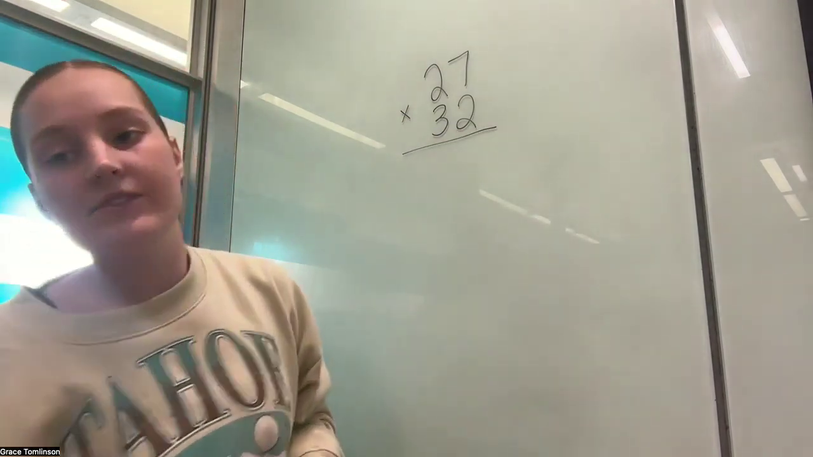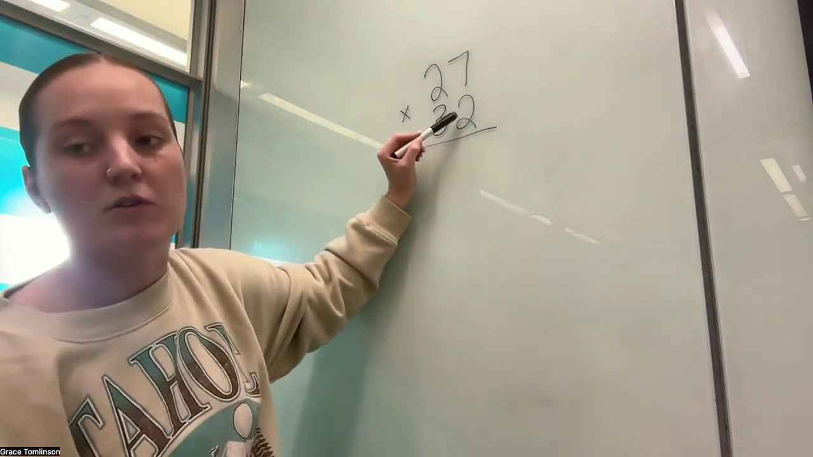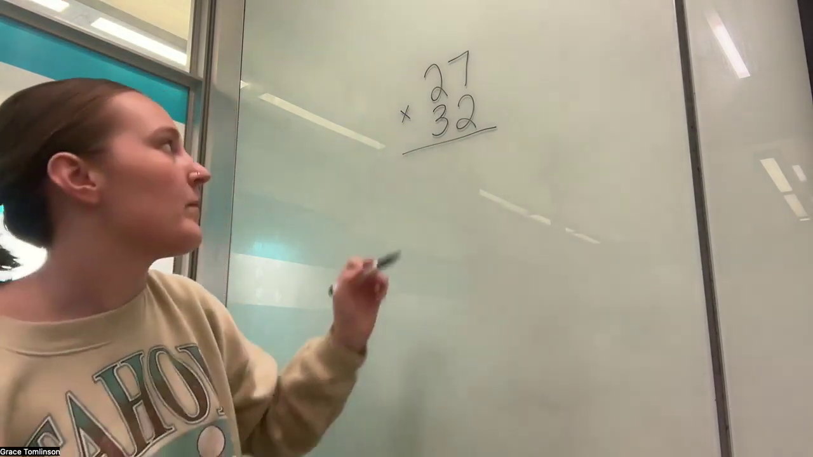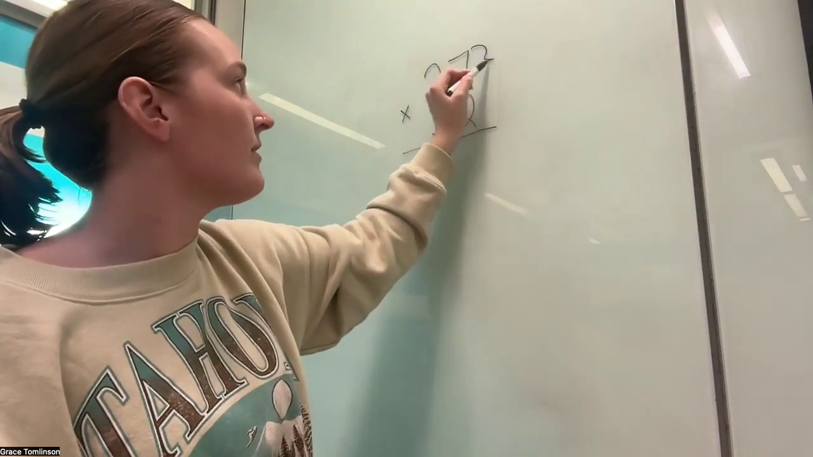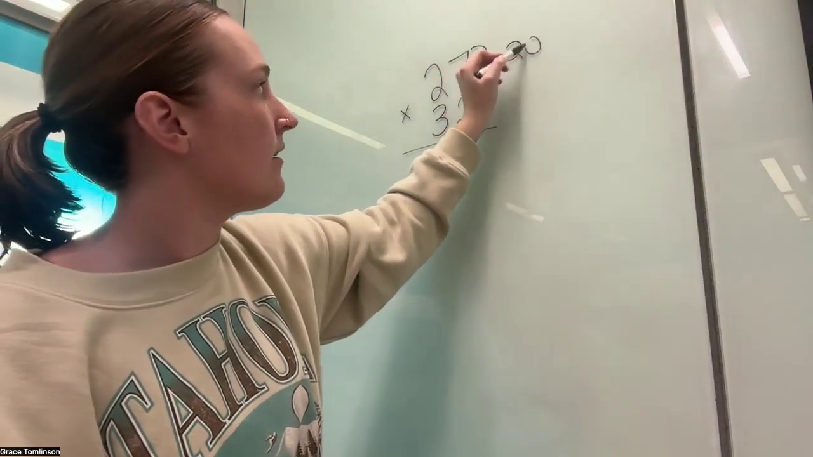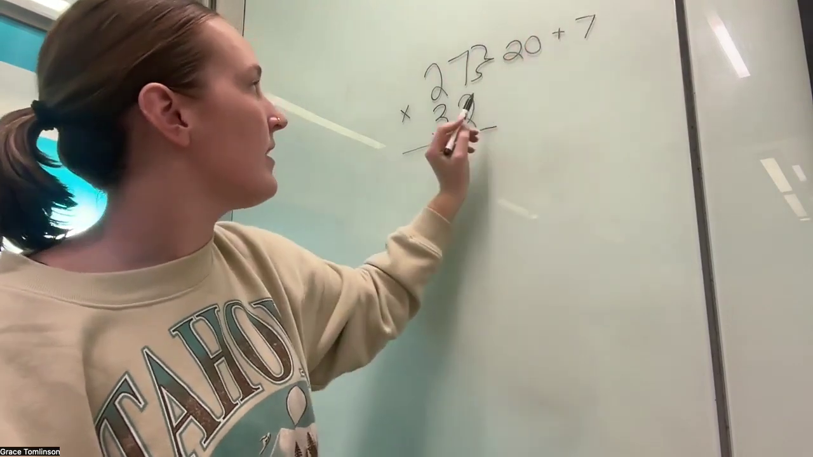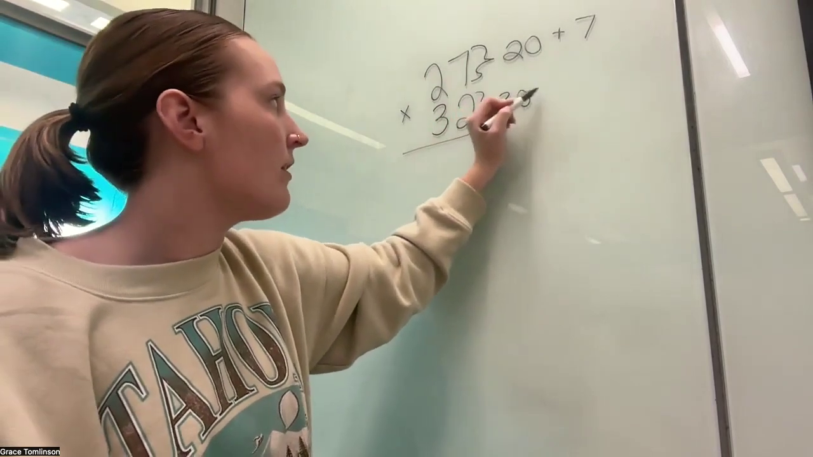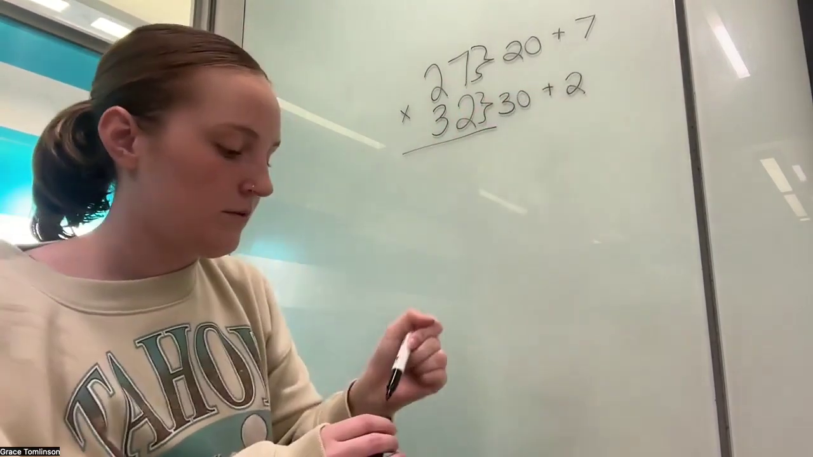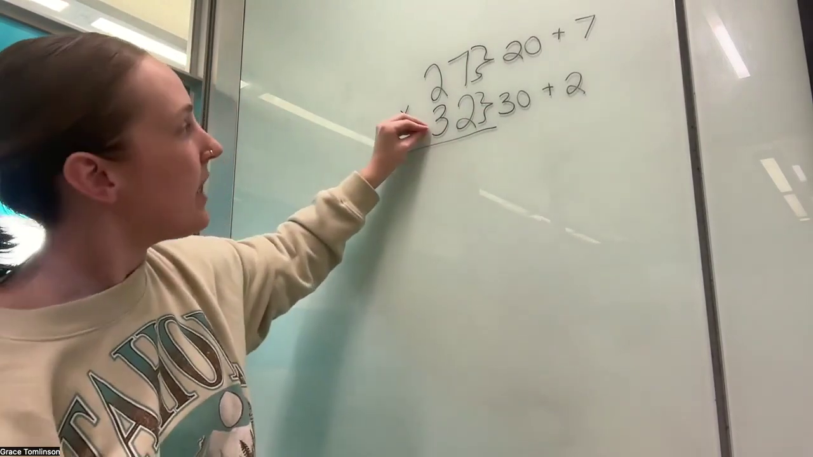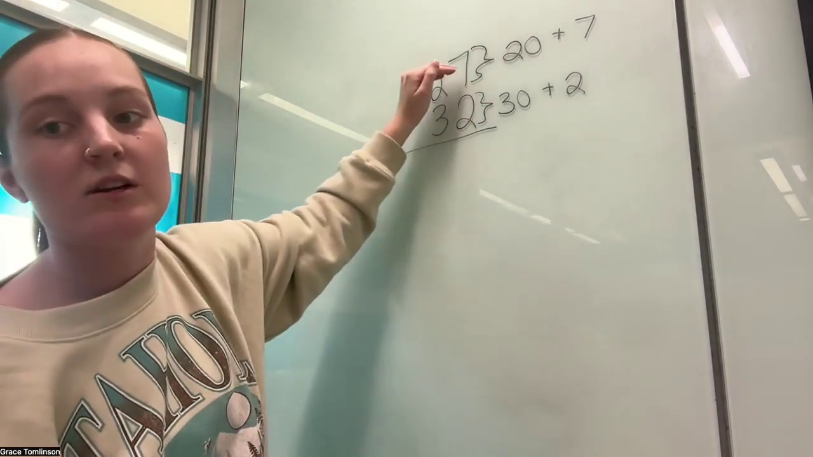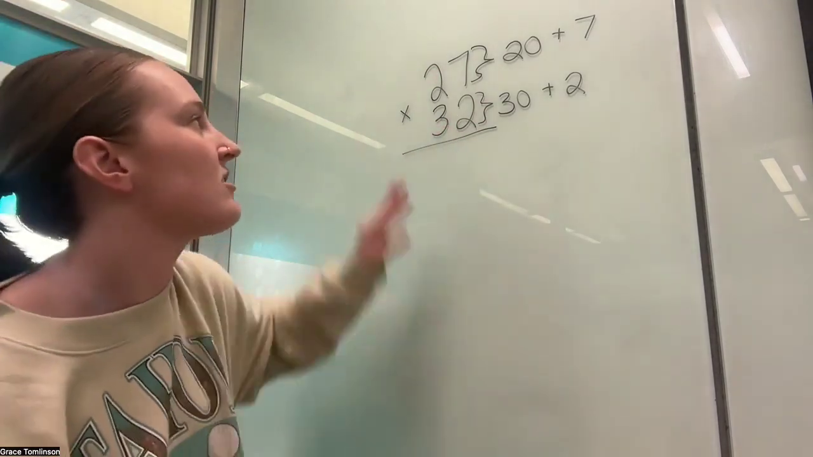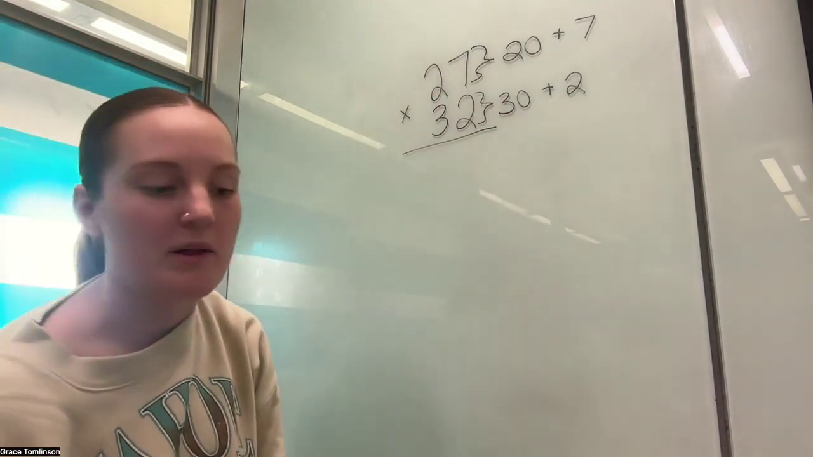So this is kind of the same, except this time on our bottom, on our multiplier, we also have something in the tens place. But we can still think about it in the same way, where our 27 is 20 plus 7, and our 32 we can think about in the same way. Our 32 is 30 plus 2. Now remember, our multiplier has to be multiplied by each of the numbers on the top. But our 30 and our 2, those aren't multiplied together, just like our 20 and our 7 aren't multiplied together.